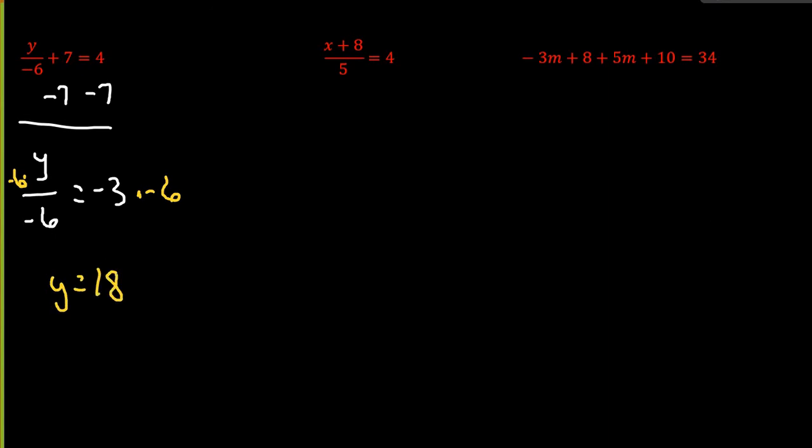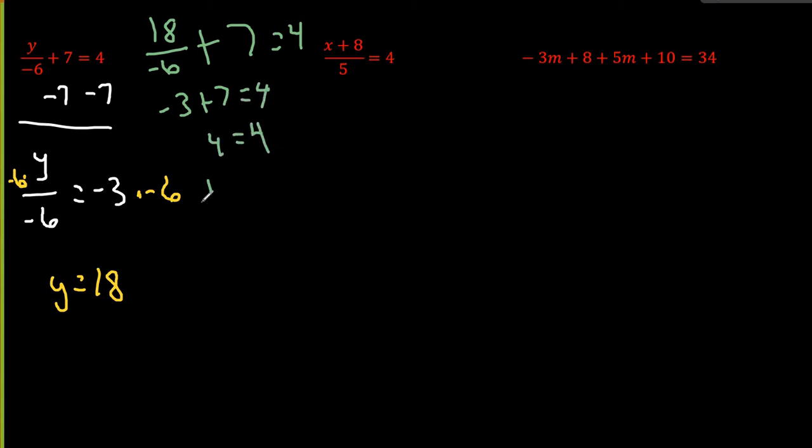Now we should check our answer. I'm only going to do it for this very first question. We're going to put 18 into the original equation, and we want to make sure that this is a true statement. So 18 divided by negative 6 plus 7 better equal 4. Well, 18 divided by negative 6 is negative 3. Negative 3 plus 7 does equal 4. So we can give that the unofficial but universally liked smiley face.